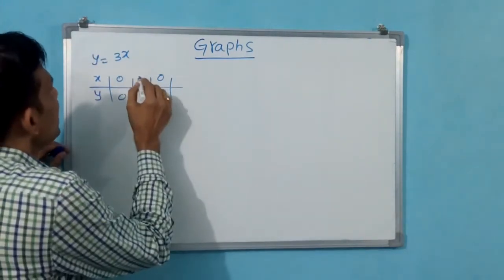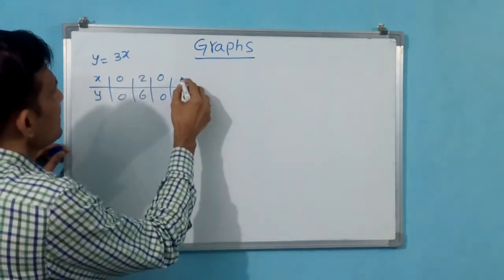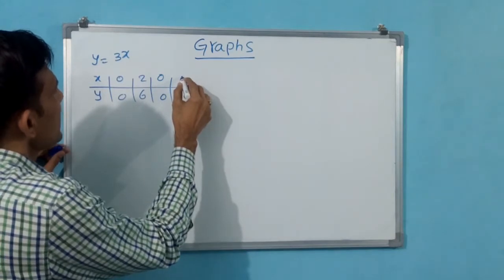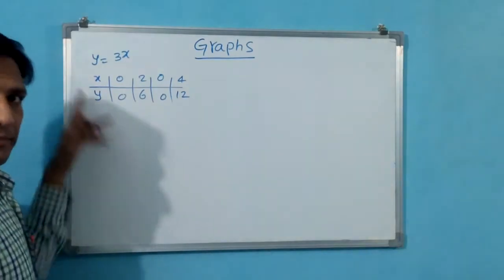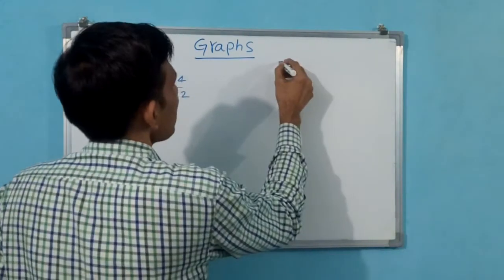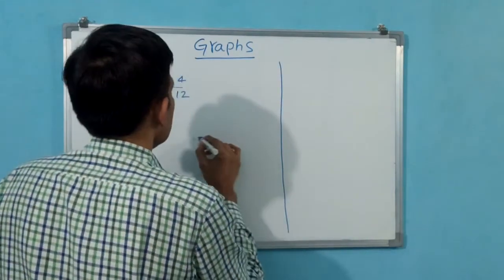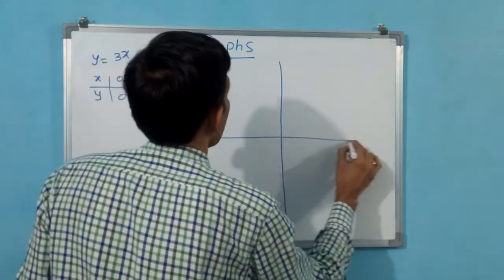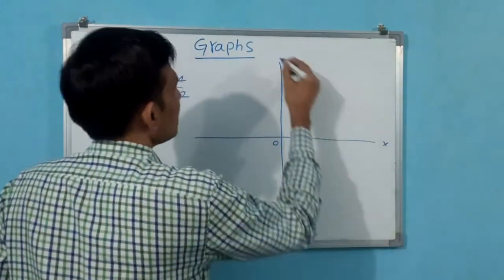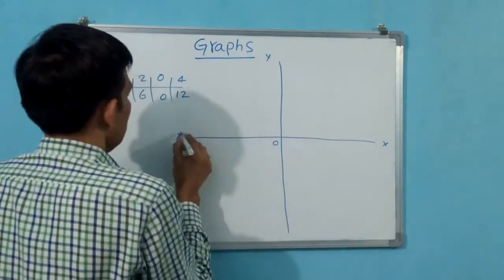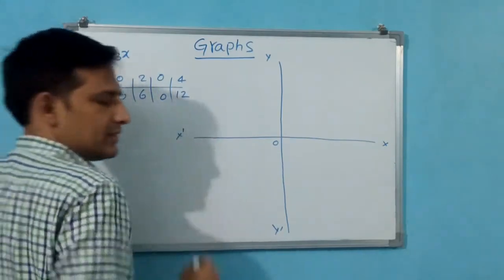Then we go. When x is equal to say 2, y is equal to 6. When x is equal to say 4, y is equal to 12. Is it correct? Okay. Then you take points x, y, x dash, y dash, up to 12.